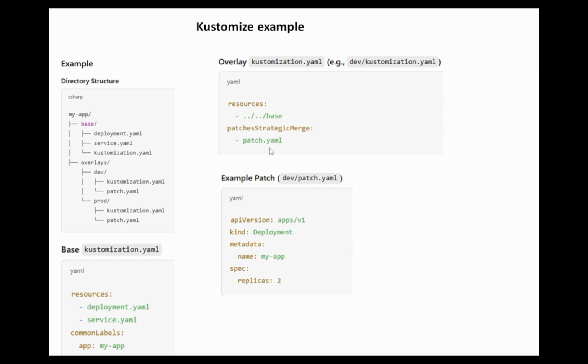So in the patch.yaml, what I'm doing is patching the deployment definition. That means I'm not rewriting the entire deployment.yaml separately for dev. Rather, I'm using the deployment definition which is mentioned in the base.